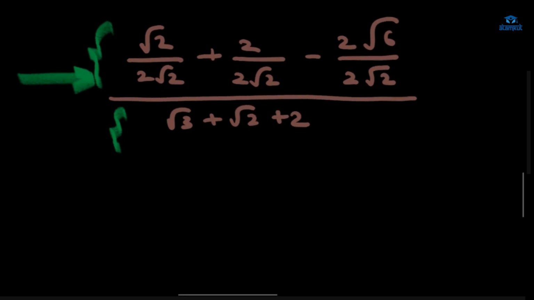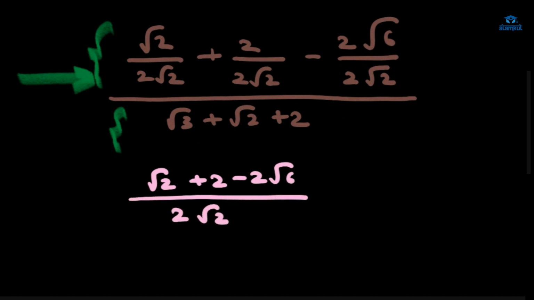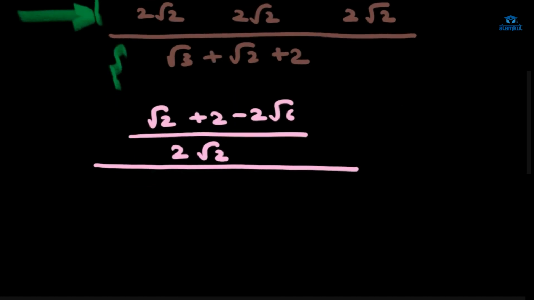Now can we write like root 2 plus 2 minus 2 root 6 upon 2 root 2. Okay. And then once again upon root 3 plus root 2 plus 2. I'm doing the whole step so that you people can understand. Okay, I'm doing each and every step. Up to this, is it clear?